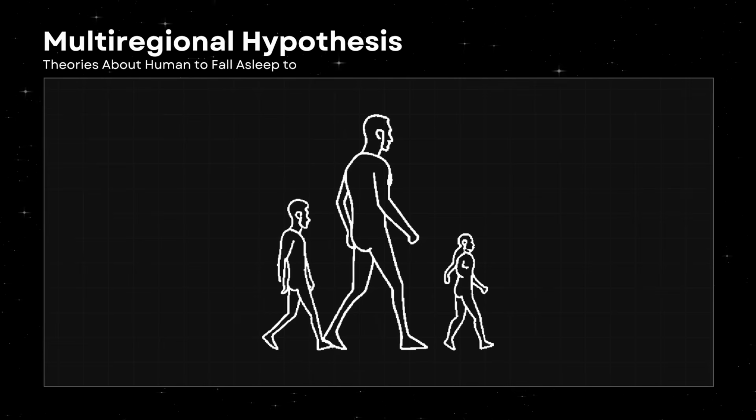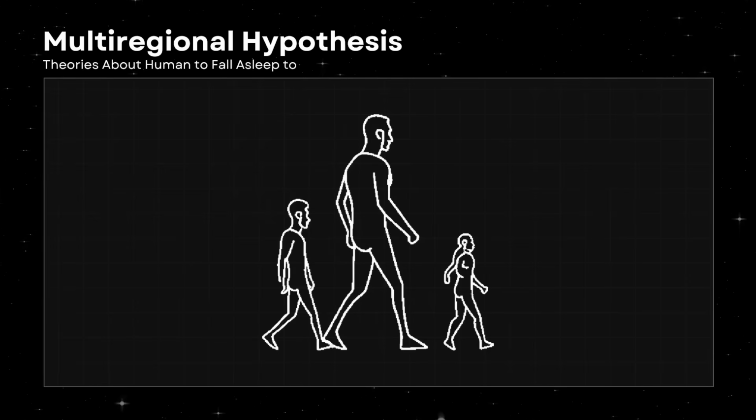The multi-regional hypothesis does not deny evolution. It still sees humans as the result of long-term change. It just suggests that this change happened in more than one place at once. Evolution took a similar path in each region because people shared genes and faced similar challenges. The people who survived were those best suited to their environment, and the traits that helped them were passed down.